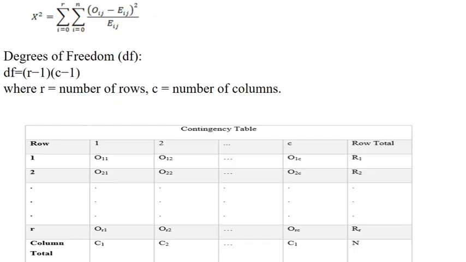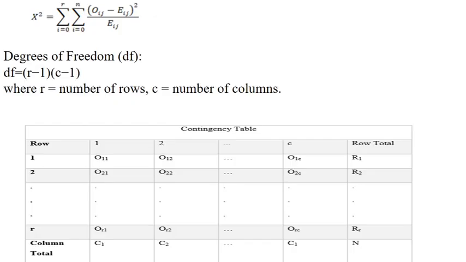Now our degree of freedom will be row minus 1, column minus 1. The other time we considered only k minus 1, but here we consider (R minus 1)(C minus 1), where R is the number of rows and C is the number of columns.